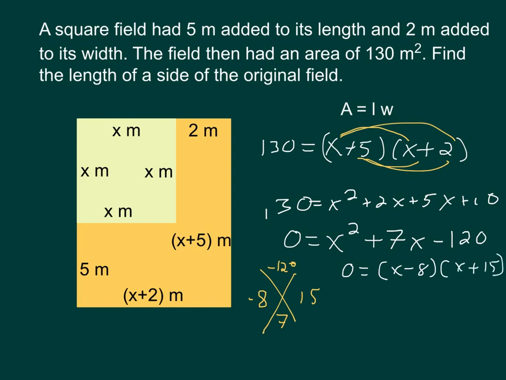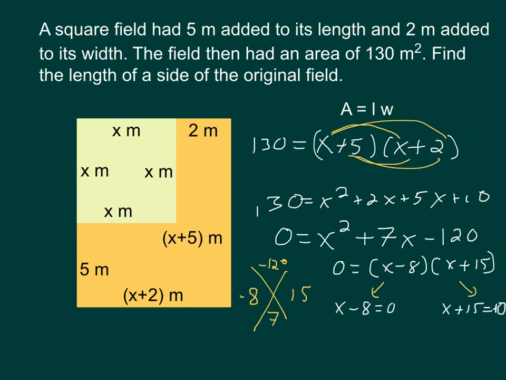And that's going to give me two different equations when I split these up using the zero product property. x minus 8 equals 0. x plus 15 equals 0. That's a 0 there. Let me see if I can fix that up. There we go. That's a little bit better. And so my two solutions are x equals 8, x equals negative 15. Now because x is a dimension of my field, I know that it can't be a negative value. That doesn't make any sense. So x equals 8 is going to be the solution that I want.